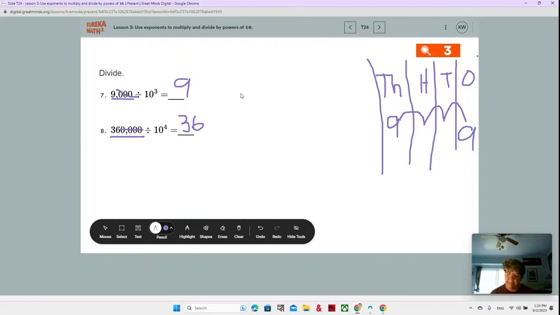Now, can we write our answers using exponential form? No, because we're only using powers of 10 in grade 5. So we don't have an exponential form for 9 or for 36. We can't multiply tens together to get these numbers. Okay. And there's lots of different ways to find the answer. We can notice how many times we're shifting. We can use our place value chart. We can think about the number of zeros. There's a lot of different ways to do it. Good job.